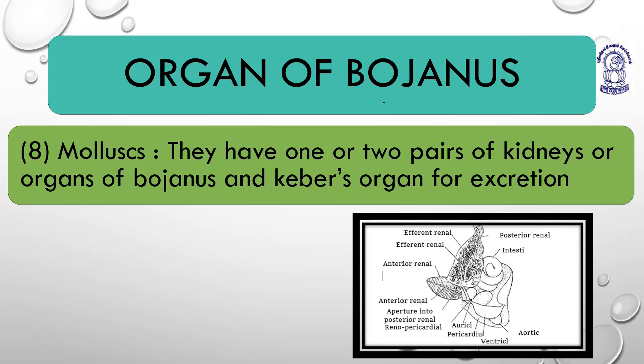Mollusks have the organ of Bojanus. They have one or two pairs of kidneys or organs of Bojanus, also known as Keber's organ, for excretion.